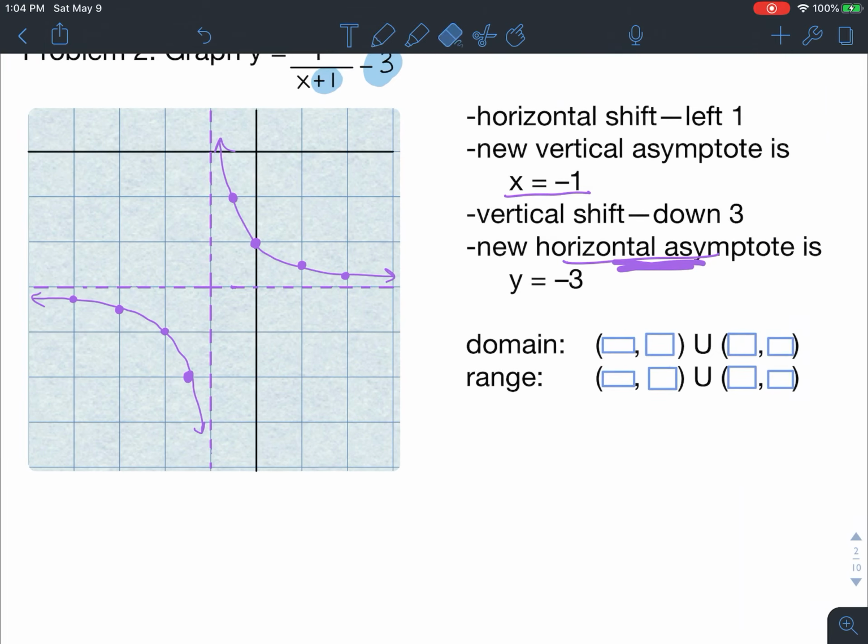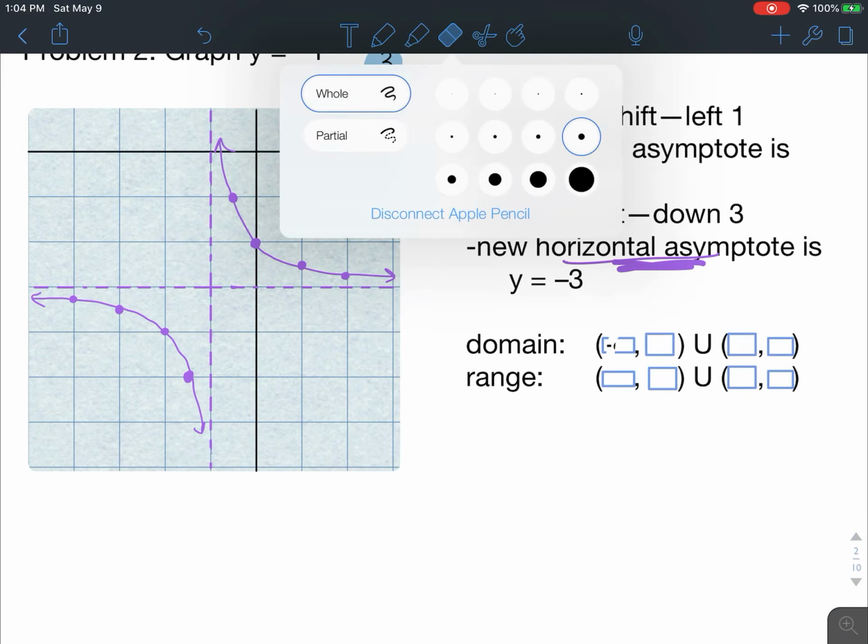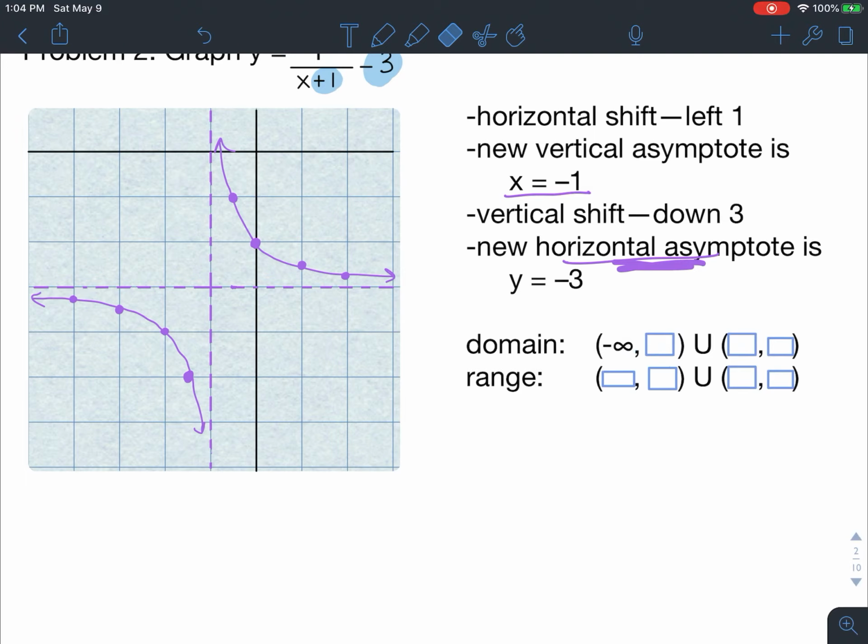So let's talk domain and range. The domain is going to be everything before the vertical asymptote, so negative infinity up to -1, and then -1 to infinity. Range, negative infinity up to the horizontal asymptote, and then from the asymptote up to infinity.